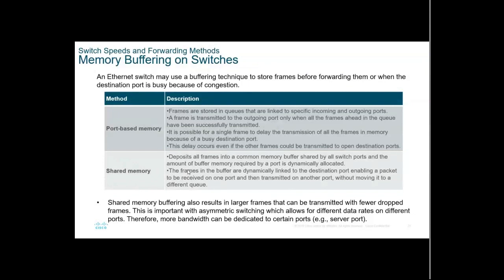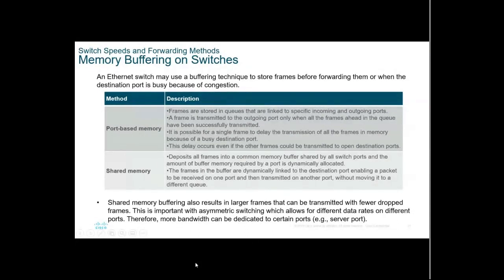All right. Shared memory buffering also results in larger frames that can be transmitted with fewer dropped frames. A dropped frame is where you lose them. This is important with asymmetric switching. If you don't know, the letter A in front of any word makes it the opposite. Symmetric means equal, this side and this side are even, right? Asymmetric means they're not even. So this side might be smaller, this side might be bigger. Think of your ADSL, asymmetric digital subscriber line. Your download speed is a lot faster than your upload speed. That's why it's asymmetric.